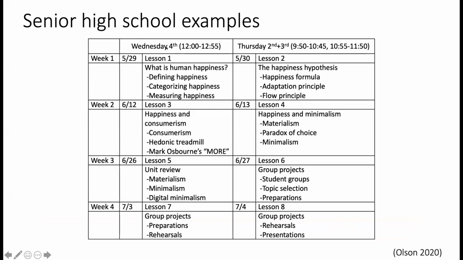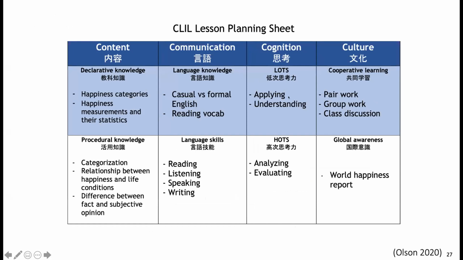So this is an example of a CLIL unit that I made for third year senior high school students on the topic of human happiness. And this CLIL unit took place over the course of 4 weeks and 8 lessons. Here's the CLIL lesson planning sheet for the first lesson. As you can see, we covered the concepts of happiness categories, different ways to measure happiness and their statistics.